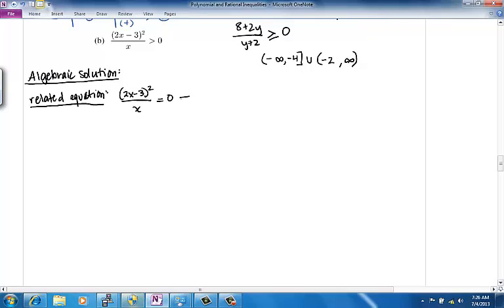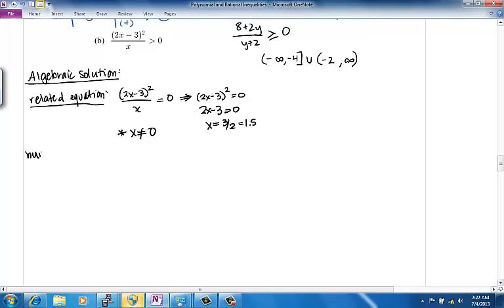The solution, if we multiply both sides by x, we'll just have 2x minus 3 squared equals 0. So we take the positive or negative square root of 0, that just gives us 0. So the only possibility is that 2x minus 3 is 0, which means x is 3 halves, or 1.5. And we want to also notice that x cannot be 0 because of the 0 in the denominator.